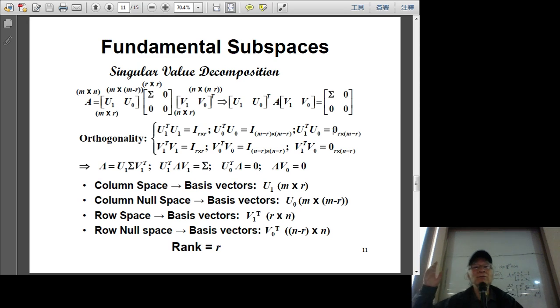The same thing, V1 transpose times V1 equals identity. I will explain that later too. And the same thing, V0 transpose times V0 equals identity. What does that mean? I will explain later. Another important property here is that the columns of V1 are all orthogonal to the columns of V0.